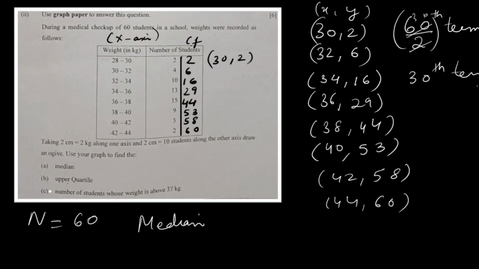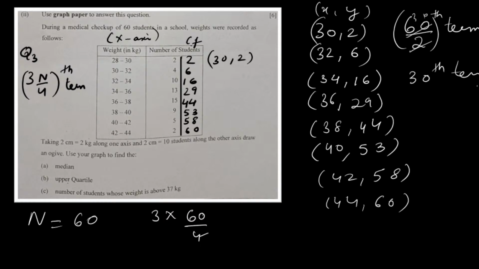Now the upper quartile we have to find. For the upper quartile, what do we have to do? The upper quartile is Q3. So for Q3, we have to find the 3N by 4th term. So 3 into N, which is 60, by 4.